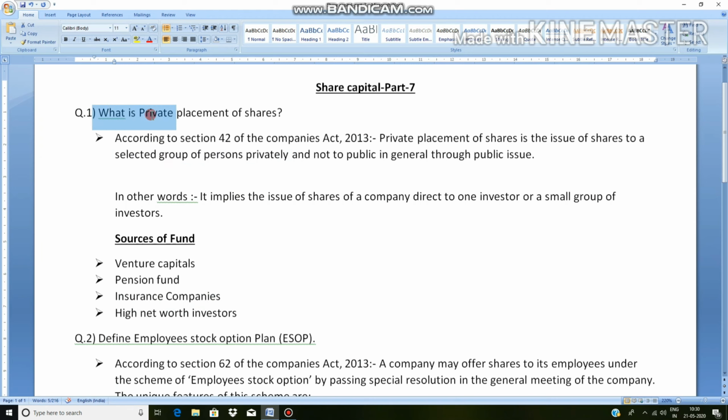Just check the screen of your mobile phone or computer, where it is written: what is private placement of share. Let me explain the meaning. According to section 42 of the Companies Act 2013, private placement of share is the issue of shares to a selected group of persons. Again I repeat, selected group of persons. Now I am going to bold this. Selected group of persons privately and not to public in general through public issue.